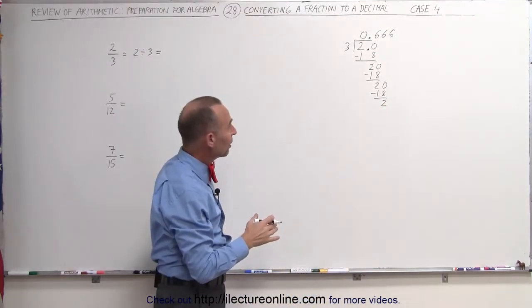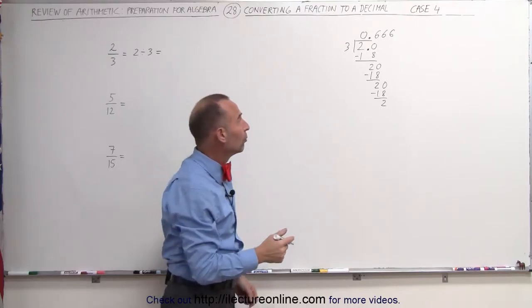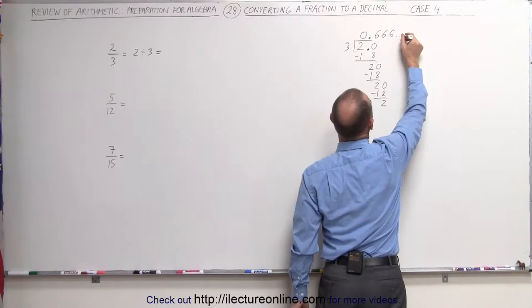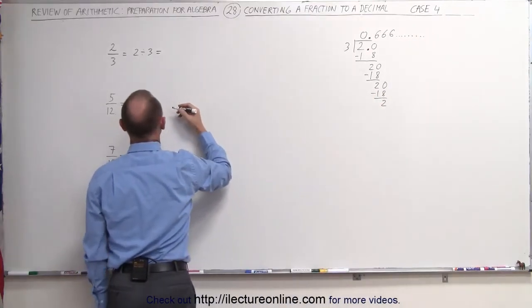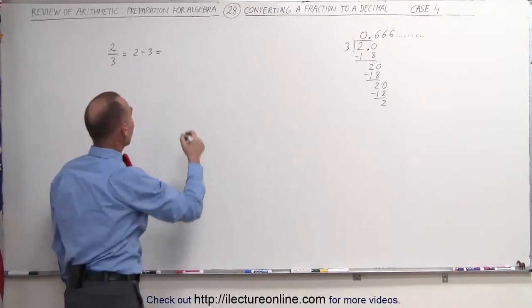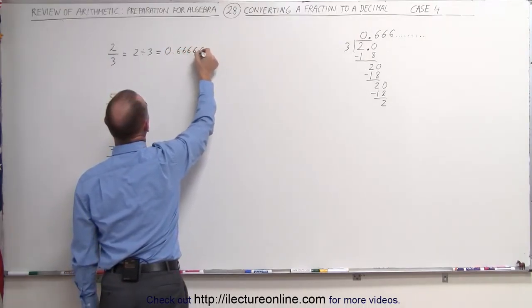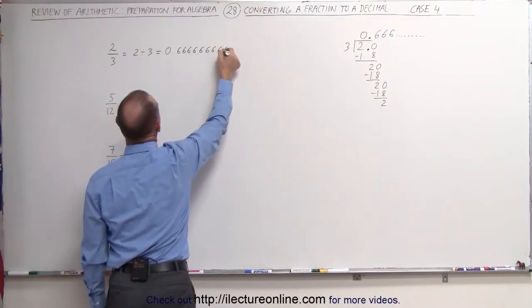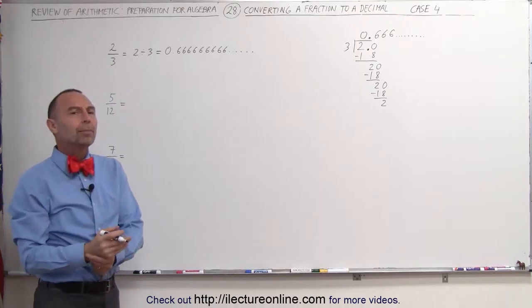Every time, it's going to be 6 times, 6 times 3 is 18, the remainder is 2, so realize that this is just going to continue forever. In other words, 2 divided by 3, or 2/3, can be written as 0.66666666666, on and on and on forever. How do you properly write that?